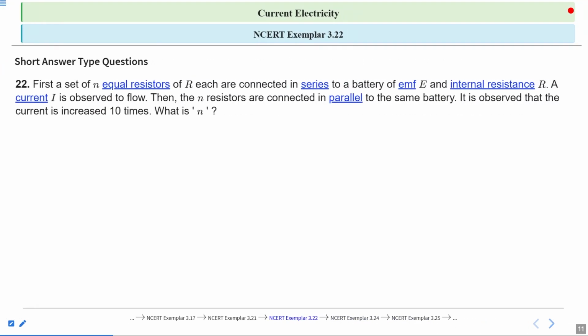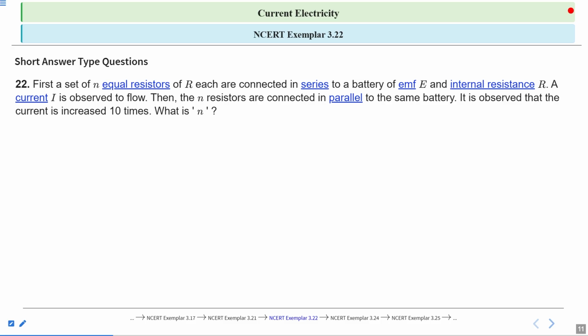Next question, short answer type questions. First, a set of n equal resistors of capital R, each connected in series to a battery of EMF capital E and internal resistance R. Now a current I is observed to flow.